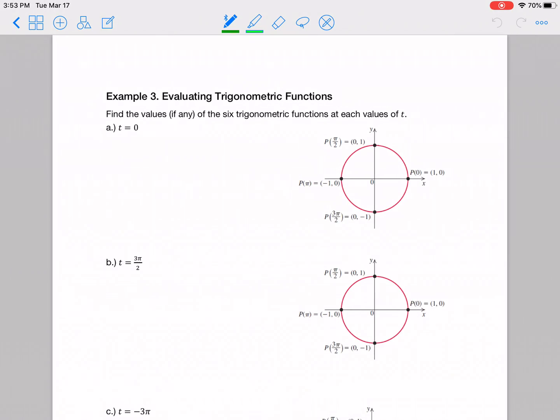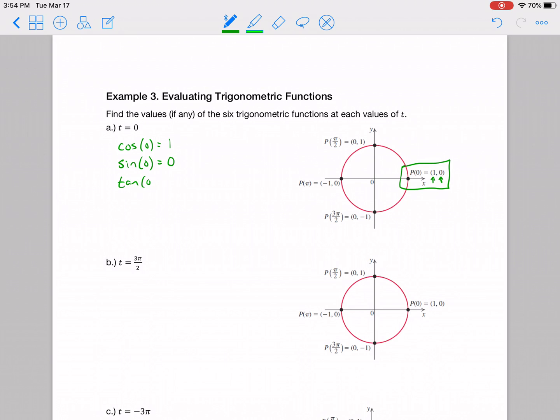So let's try doing example 3, evaluating trigonometric functions. Here we're given that t is 0. So that's going to pretty much put us right here. We're going to just have no angle. And so at t equals 0, we're doing the cosine of 0. And if we look over here at this point, the cosine of 0 is just a 1. That's the x value. It's a 1. We're going to do the sine of 0, and sine is the y value, so that's that other little value over there. That's a 0.